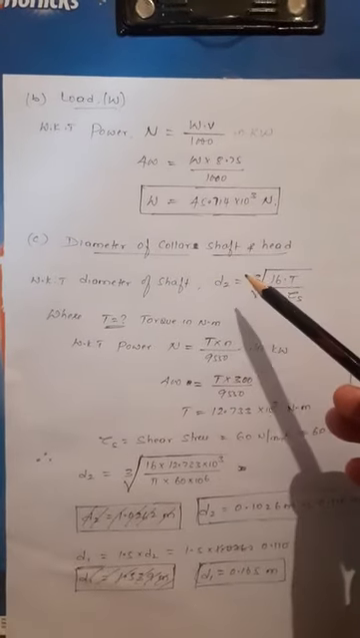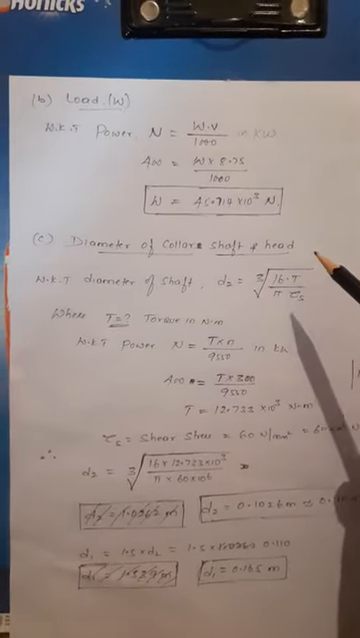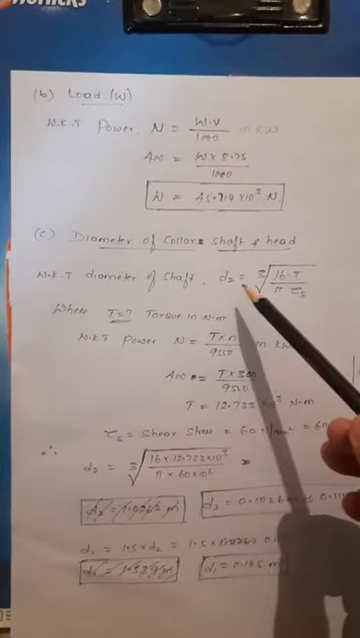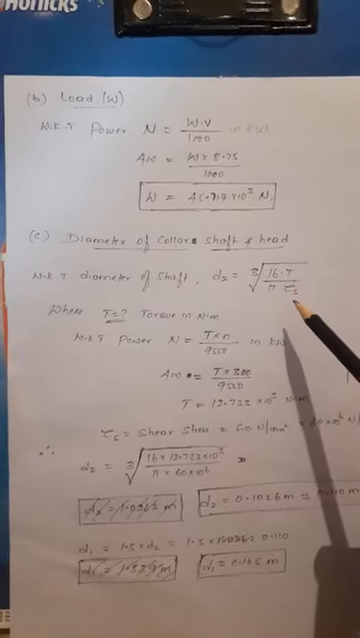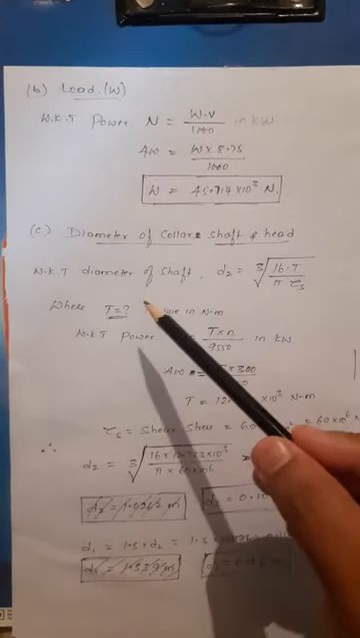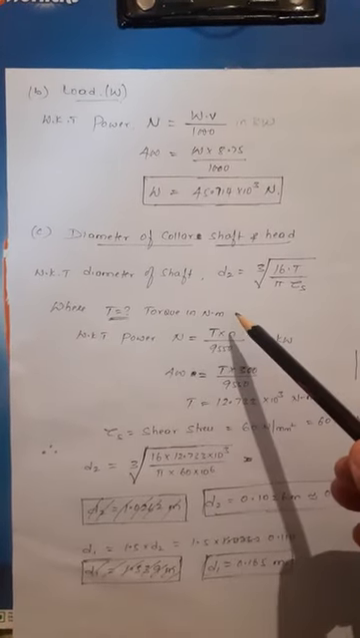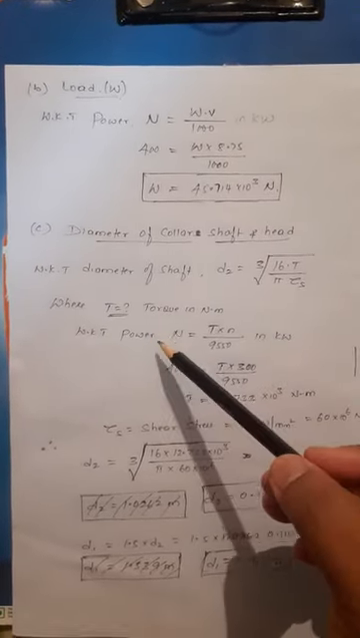Then the diameter of the collar, shaft and collar head. As you know, the diameter of the shaft d2 is equal to the cube root of 16 times T divided by pi into tau s, where T is nothing but the torque in Newton meter. We know that, how do we calculate T?